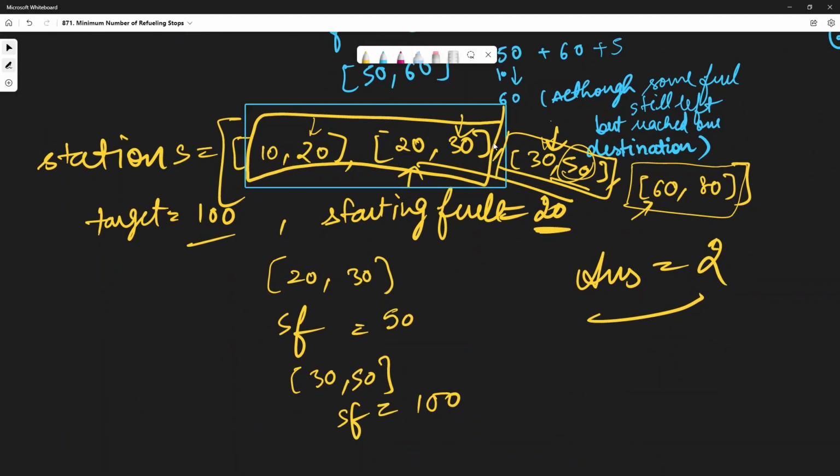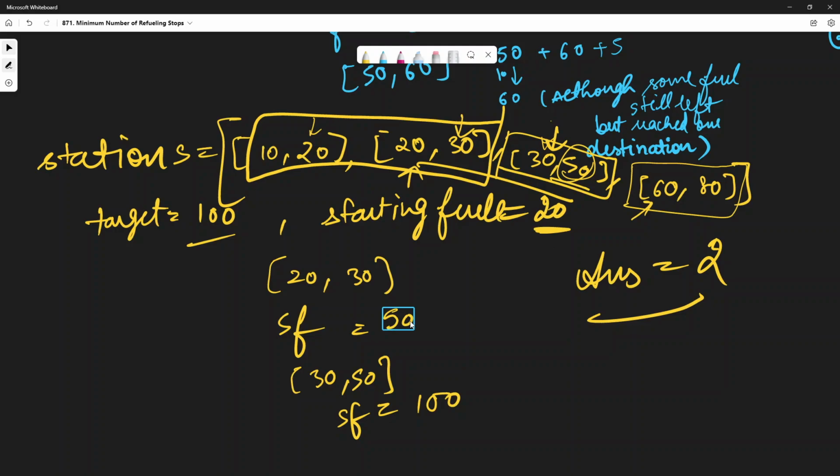Here 10, 20, 20, 30, 30, 50, 60, 80. So here our target is 100 and starting fuel is 20. So here we can check that 10, 20, if we take that, and if we take 20, 30, which is giving us more fuel, is it 21? And we have starting fuel as 20 also, right? So in this scenario, the most optimal selection would be this one, right? So we will choose this, and our starting fuel will now become 50.